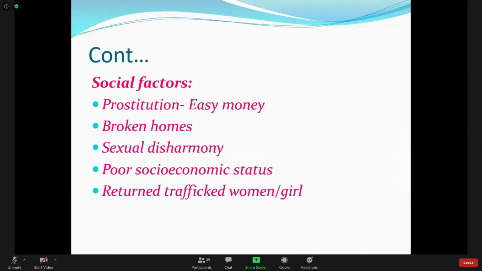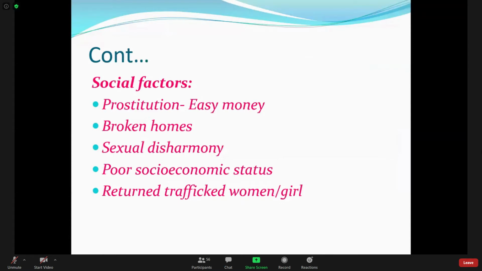So they cannot meet the basic needs of life. They are deprived of food, cloth, and shelter. So that is the problem family, which is also associated with prostitution. Problem family is associated with prostitution as an income generating source.